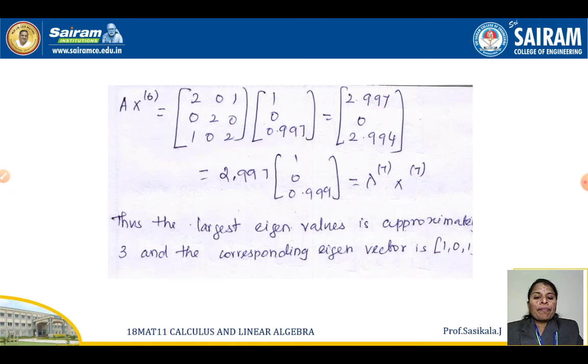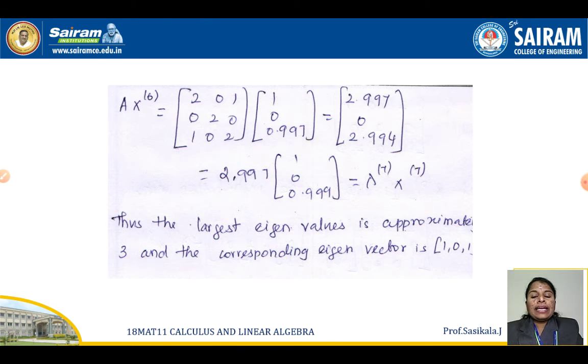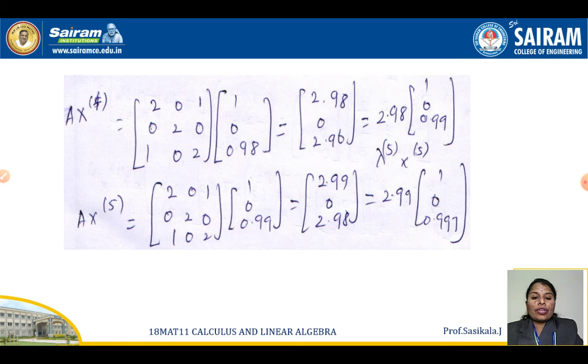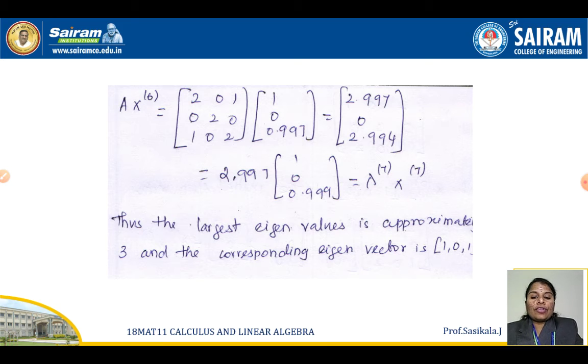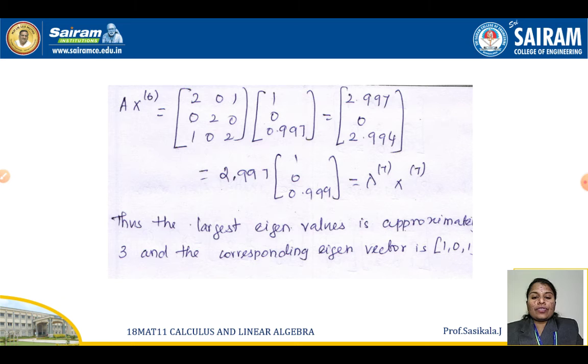So I can get that answer. If you do one more iteration, what will happen? It remains the same. Only 2.99 you will get. So after that, whatever iterations, it will be almost the same. Okay, 2.991, 0.99. So the fifth and sixth iterations are also almost the same. The largest eigenvalue is approximately 3, and the corresponding eigenvector is 0, 1, 0. Okay, so this is your solution.